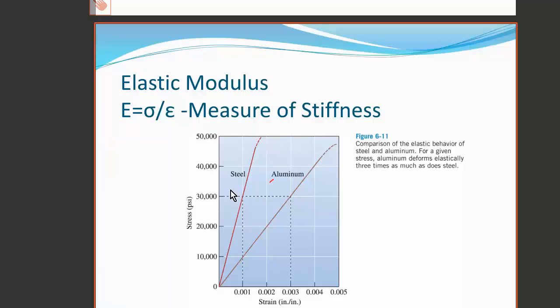The gradient of the first part of the graph tells us how stiff the material is. The higher the gradient, the more stress required to produce a unit amount of strain. And hence, the steeper the first part of the graph, the higher the stiffness of the material. So here from this we can see that the elastic modulus of steel is greater than the elastic modulus of aluminium or aluminum.